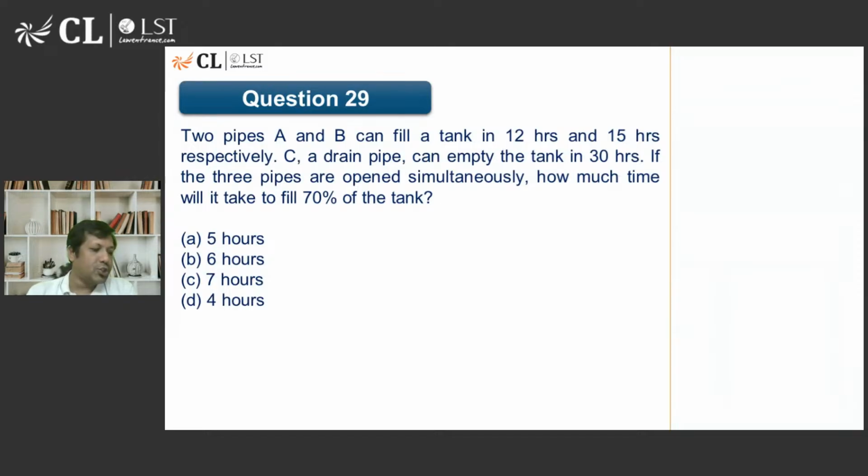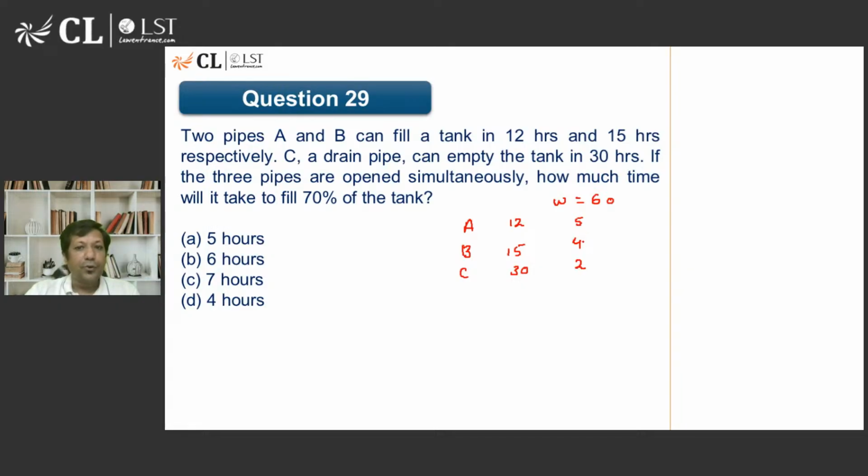Now let's see this question. What does it say? There are two pipes A and B that can fill the tank in 12 hours, 15 hours respectively. So pipe A takes 12 hours. Pipe B takes 15 hours. Pipe C takes 30 hours. So what is the common multiple of this? So common multiple is 60. So A fills 5, B fills 4, and C empties 2.